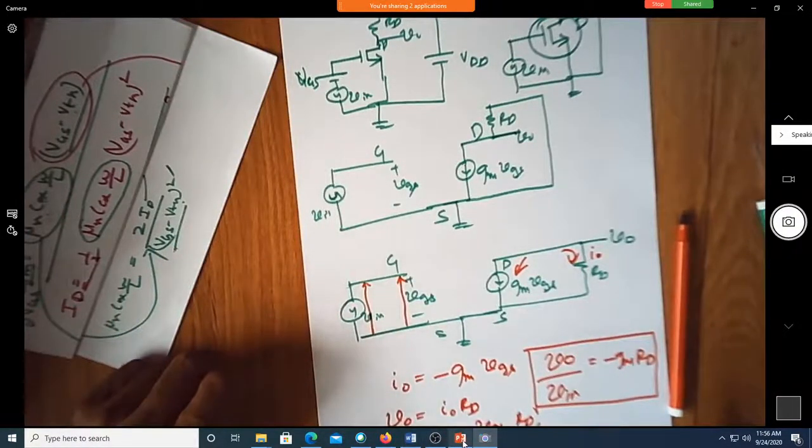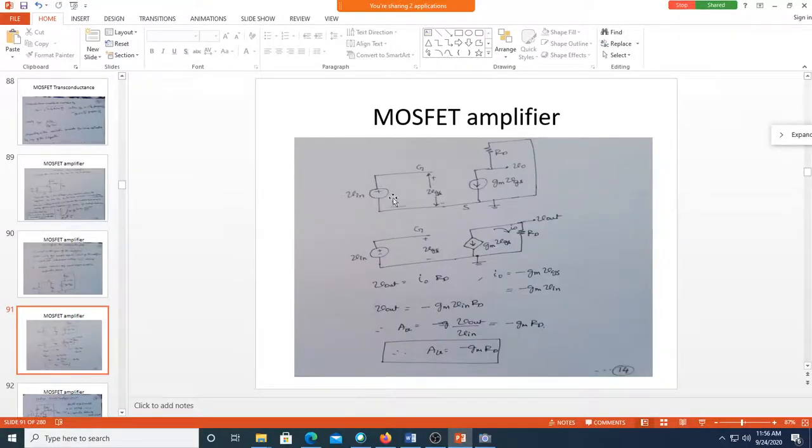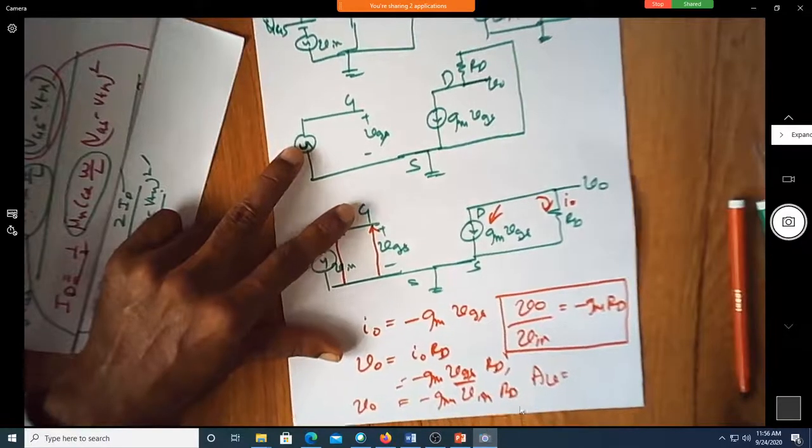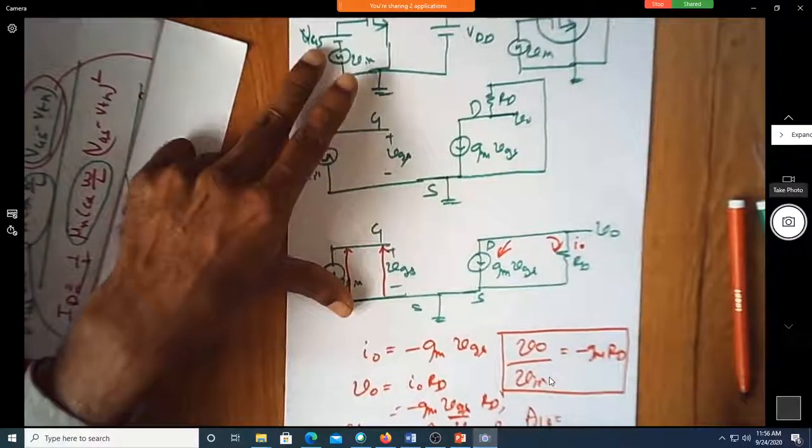So that's what is done here. Finally this happens, and we call it Av, voltage gain. A stands for amplification, and small v is for small signal gain.